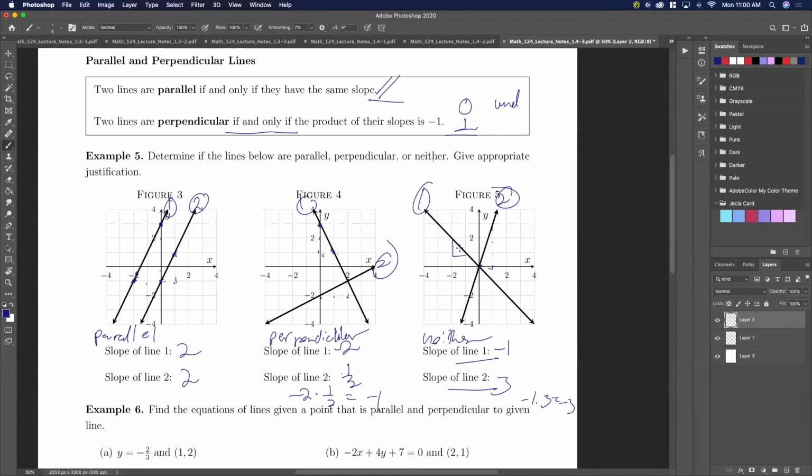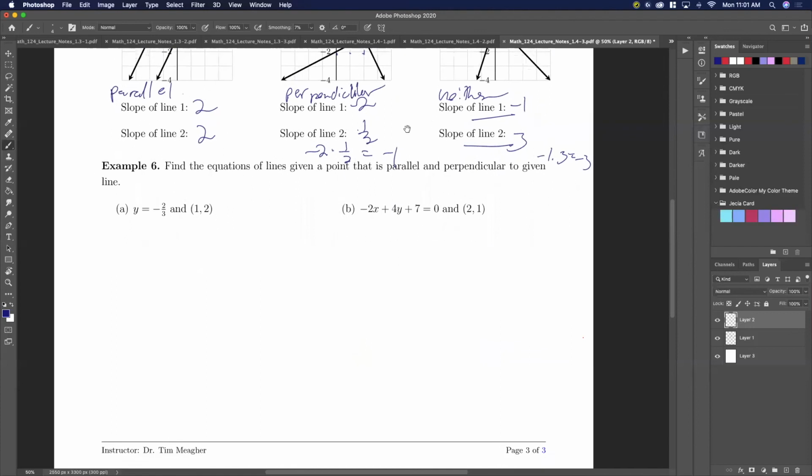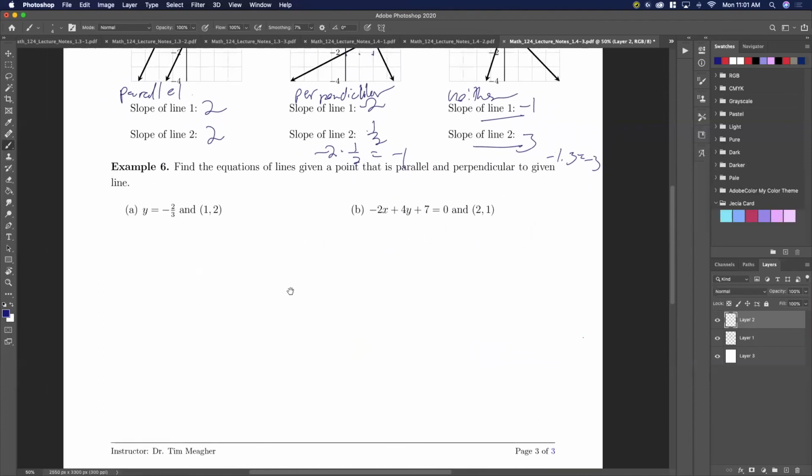So here, okay, so parallel, perpendicular, neither. All right, so find the equation. This is a question the department absolutely loves to give to students in the 126, the 120s, the 124s. One of their favorite questions of all time is find the equation of a line given a point that is parallel. They'll give you either parallel or perpendicular. We're going to do both in this case of a given line.